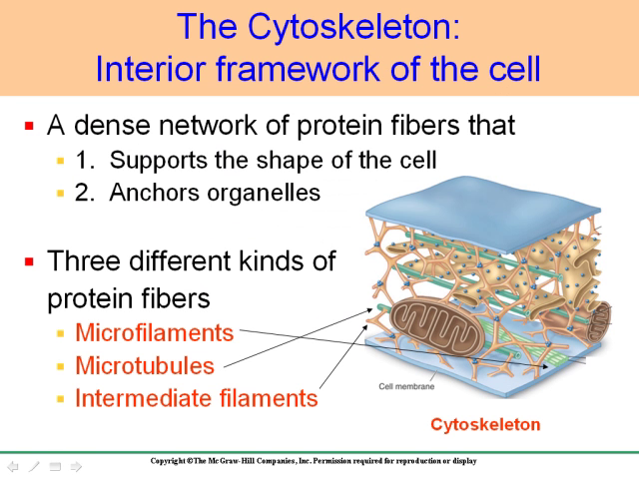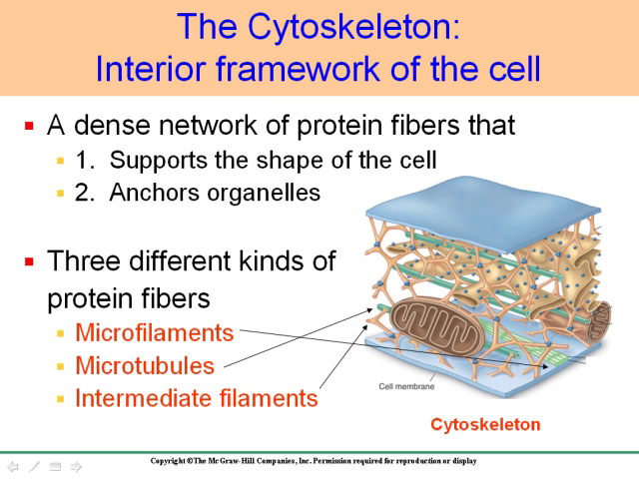Next, we have the cytoskeleton. This represents the interior framework of the cell. The cytoskeleton is a dense network of protein fibers that, number 1, support the shape of the cell, and number 2, anchor organelles. You can see in this particular diagram to the right, organelles being anchored by the cytoskeleton. For instance, you see both ER at the top of the cell and mitochondria toward the bottom of the cell. They're being anchored by the cytoskeleton.